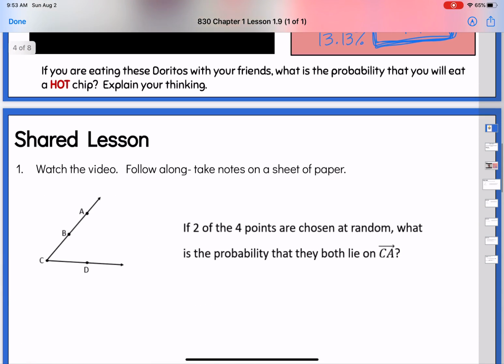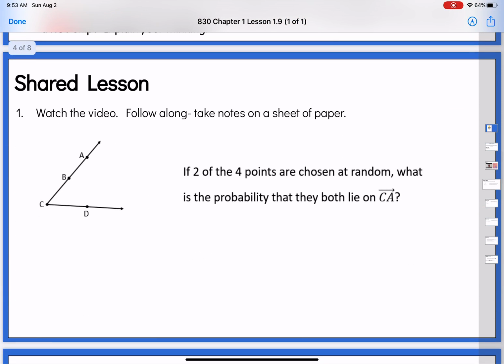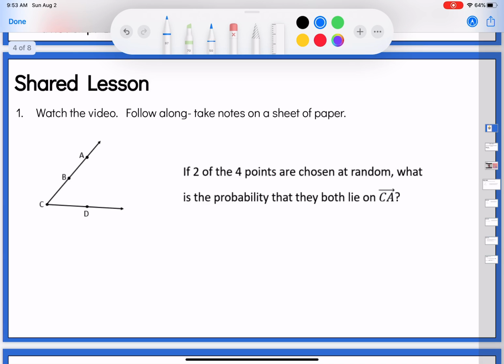So we're just going to take that now and ask, what's that going to look like in geometry? Here I have an angle with some points on it, points A, B, C, and D, and it says if 2 of the 4 points are chosen at random, what is the probability that they both lie on ray CA? Now, we do know that there's an infinite number of points in that picture, but we're only going to talk about the 4 that are actually listed.